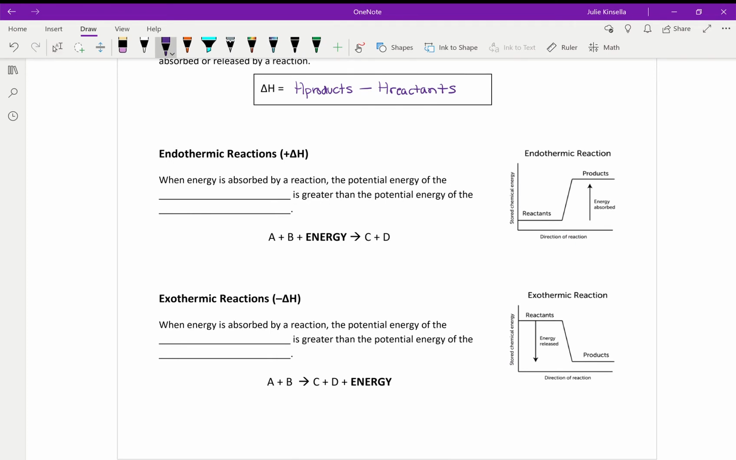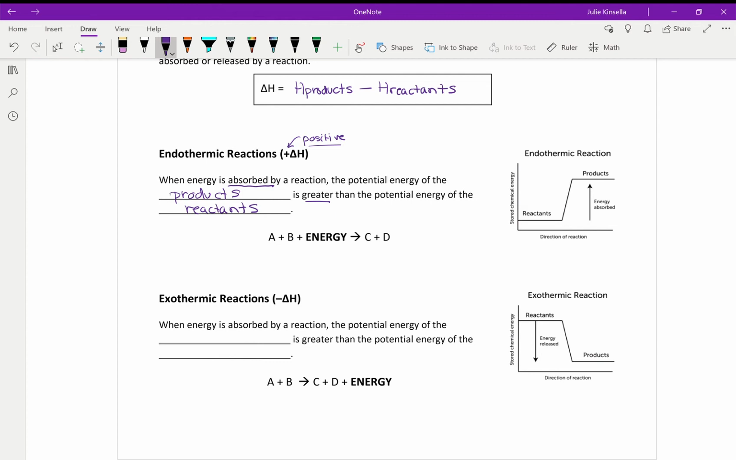Endothermic reactions involve an absorption of energy. So this is going to be a positive delta H. That's because if you think about products minus reactants, if we're absorbing energy, the potential energy of the products at the end, because there's been an absorption of energy, is greater than the potential energy of the initial reactants. So that's where that positive comes in. It represents absorption of energy for a reaction overall, which then indicates an endothermic reaction.